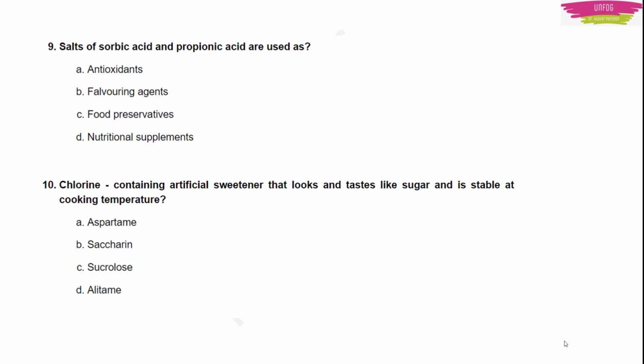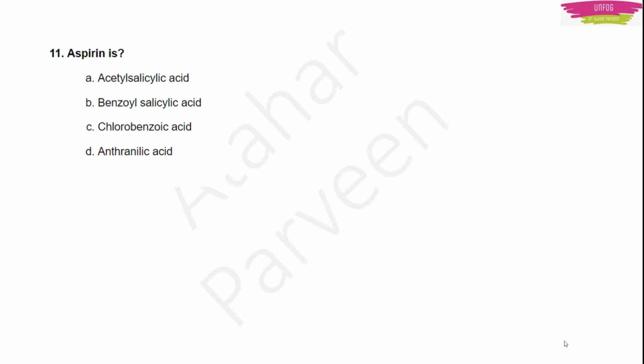Next question. Salts of sorbic acid and propanoic acid are used as, of course, food preservatives. I told you, right? Next question. Chlorine containing artificial sweetener that looks and tastes like sugar and is stable at cooking temperature. Same question is repeated. It should be sucralose. Next question. Aspirin is, of course, acetyl salicylic acid. Salicylic acid, you have to remember that, which I told you will be there in cosmetics and Vicks and Zandu Balm, right? That is acetyl salicylic acid.